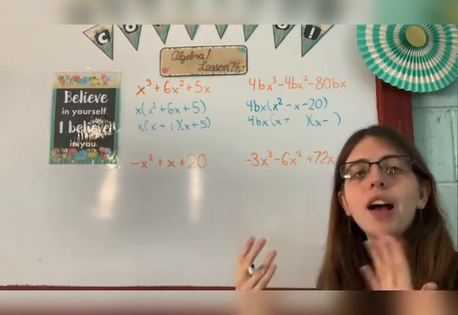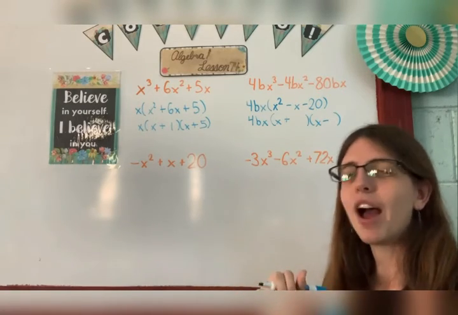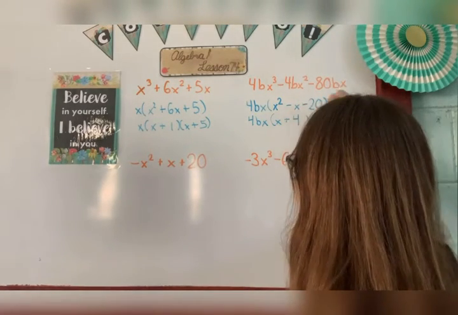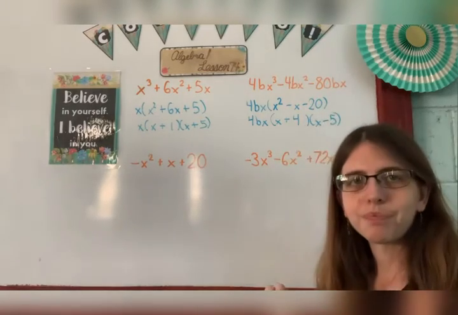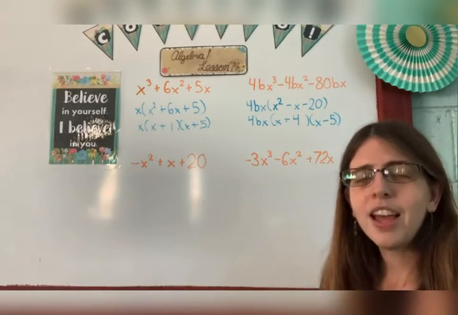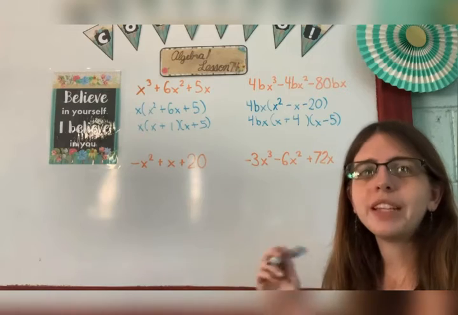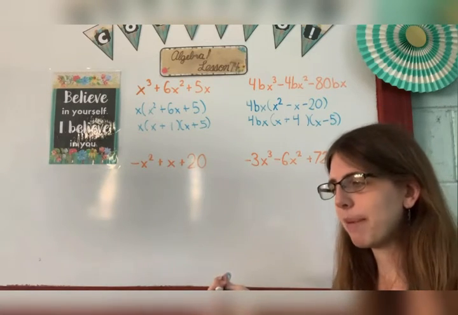Negative 5 plus a positive 4 gives me a negative 1. So it's x plus 4 and x minus 5. If you have no idea what I just did there, me just talking through it doesn't show you, please let me know and I can show you on paper.